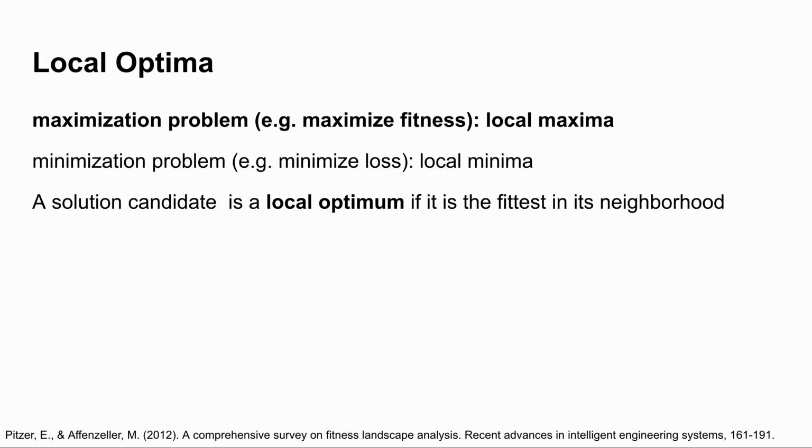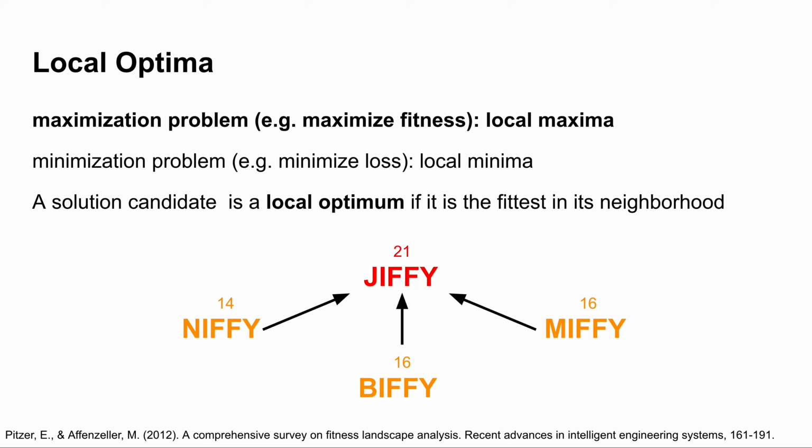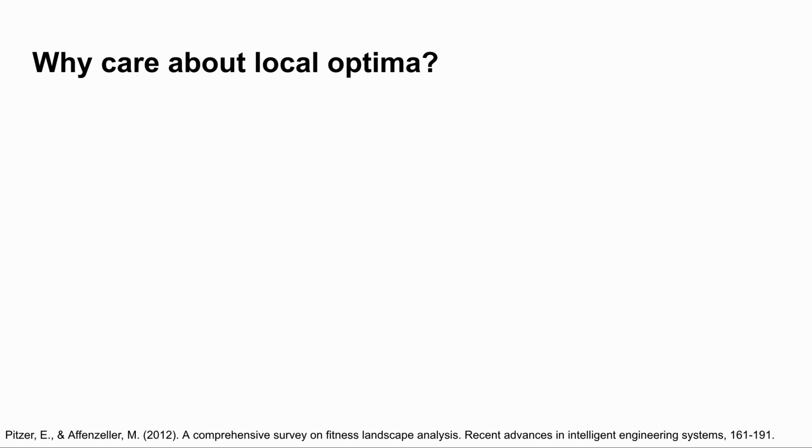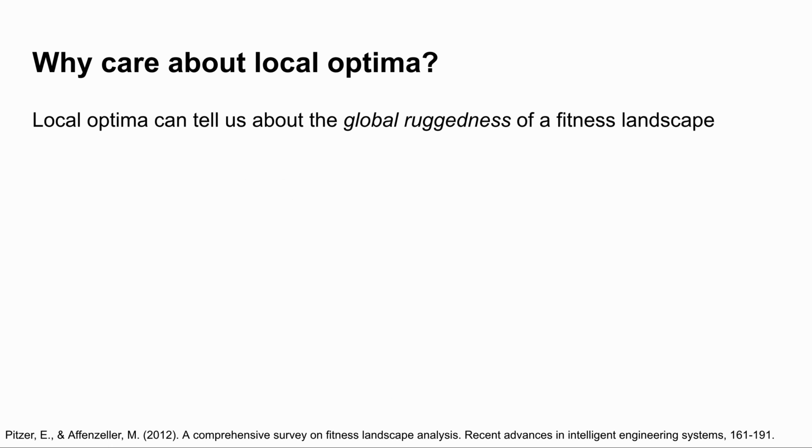A solution candidate is a local optimum if it is the fittest in its neighborhood. For example, the Scrabble word Jiffy is a local optimum because it is fitter than all the other 5-letter Scrabble words that are 1 letter away. Why care about local optima? Local optima can tell us about the global ruggedness of a fitness landscape.